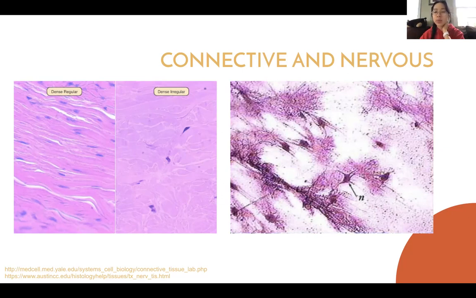And on the right-hand side, we have nervous tissue. So you see the star-shaped looking cells with long projections. Those are neurons. So we won't really be talking too much about nervous tissue this year though.